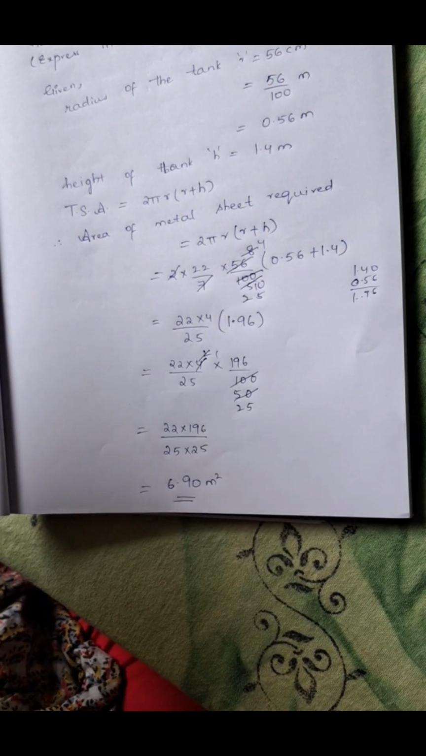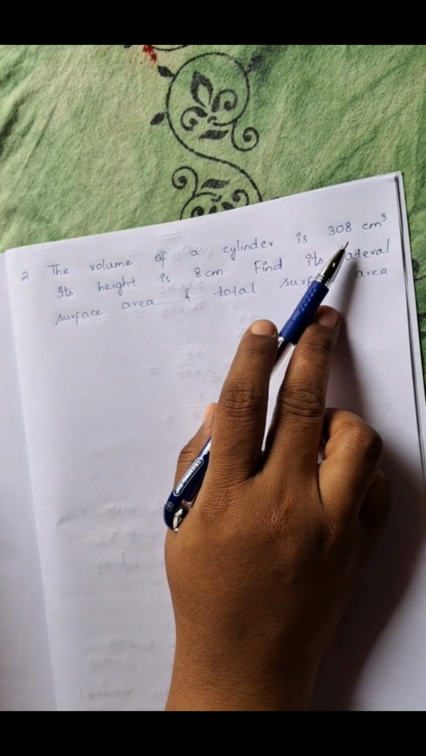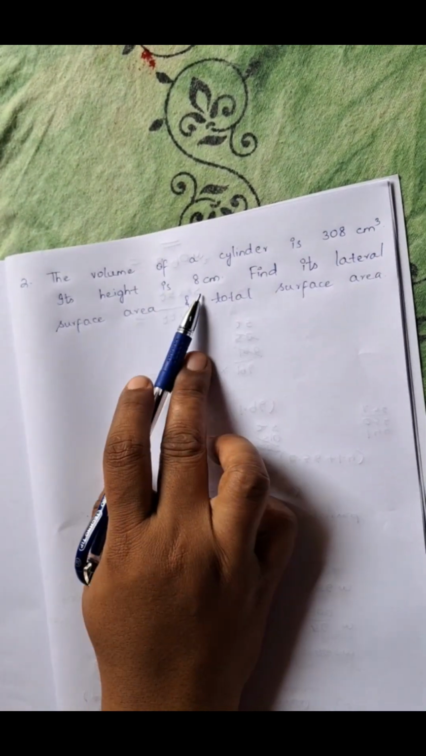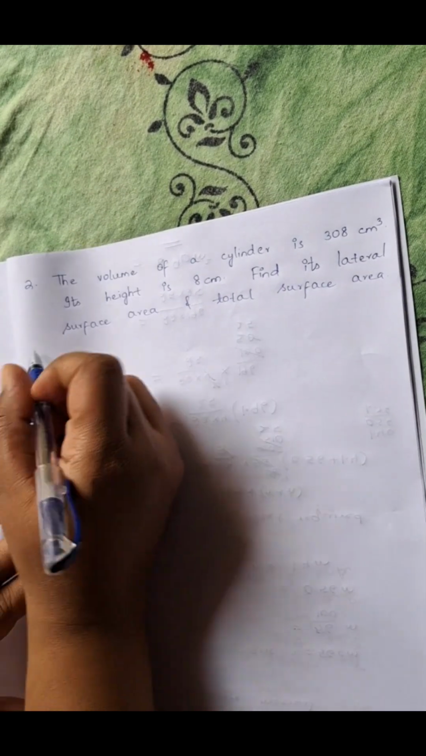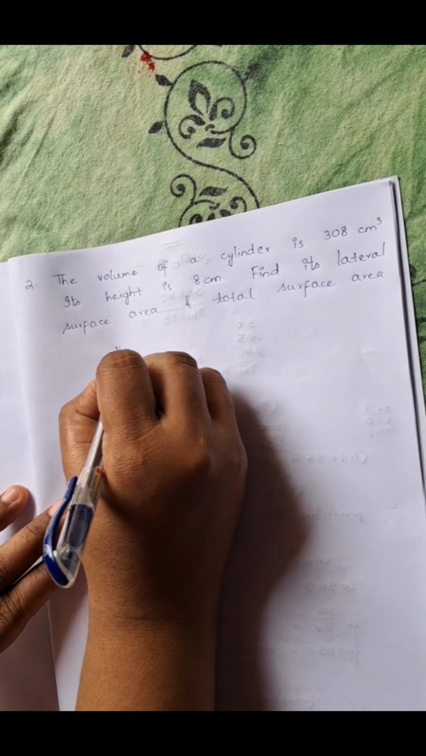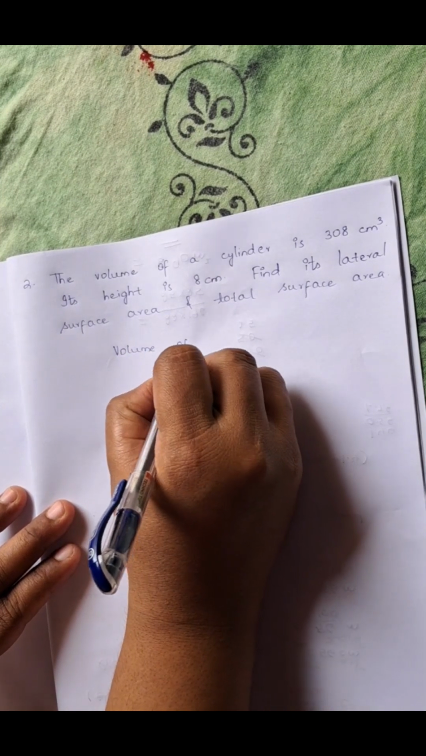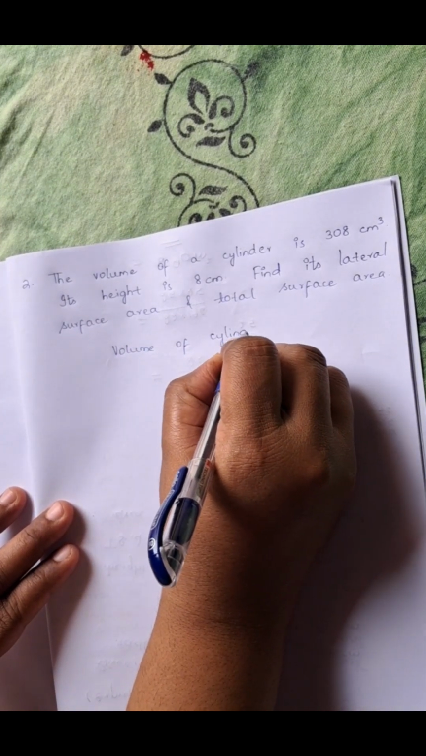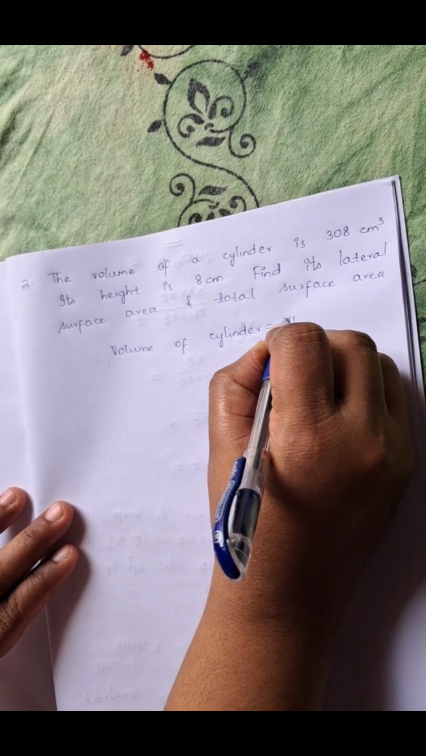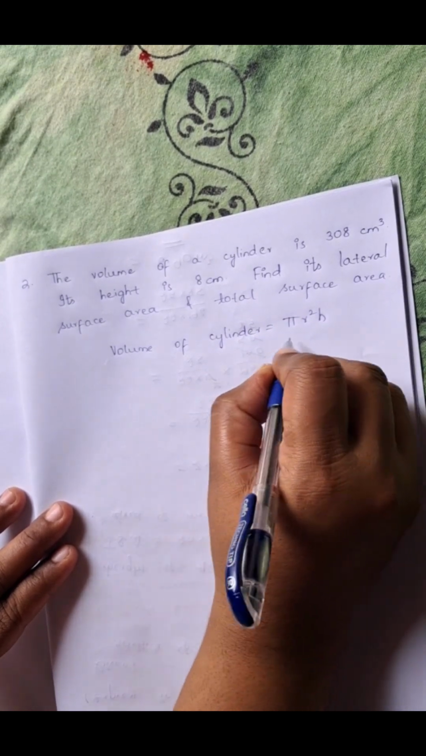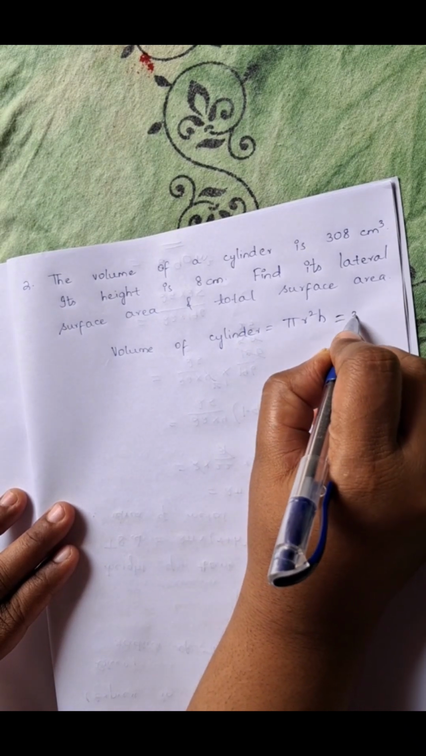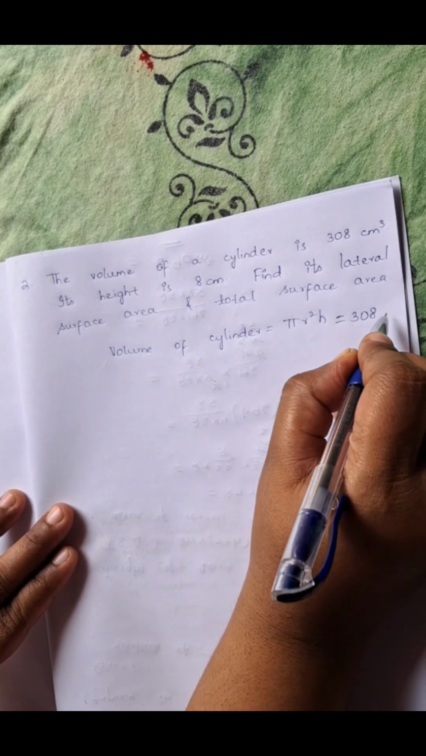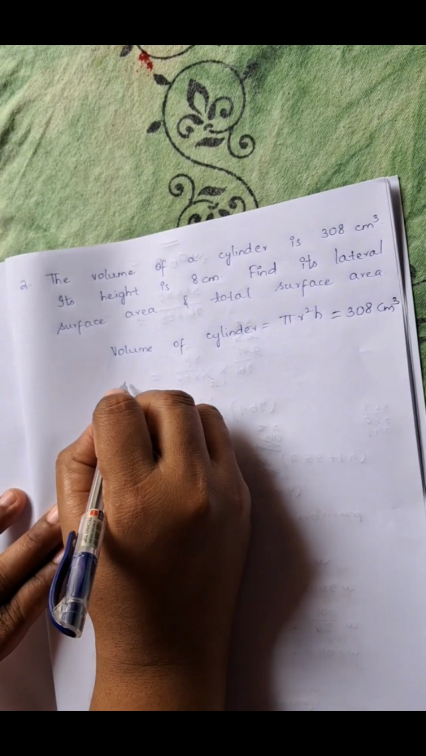Let us move to the next question, question number 2. The volume of a cylinder is 308 centimeter cube. Its height is 8 centimeter. Find its lateral surface area and total surface area. First, what is the formula for the volume of the cylinder? Pi r square h. Here the volume of the cylinder is 308, so pi r square h equals 308 centimeter cube.